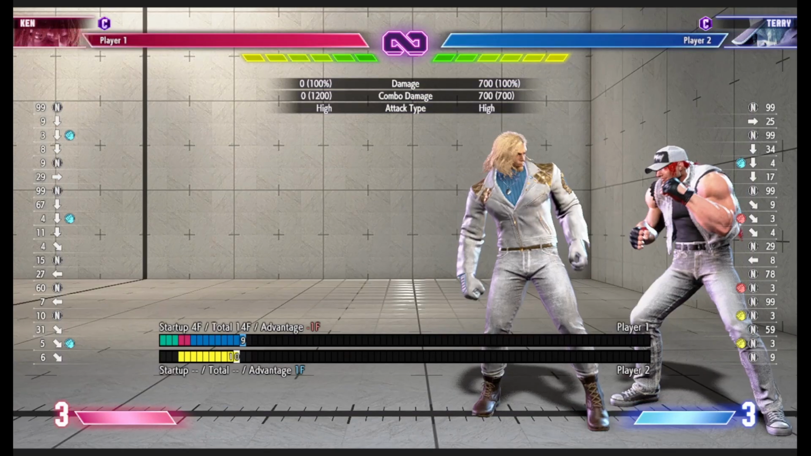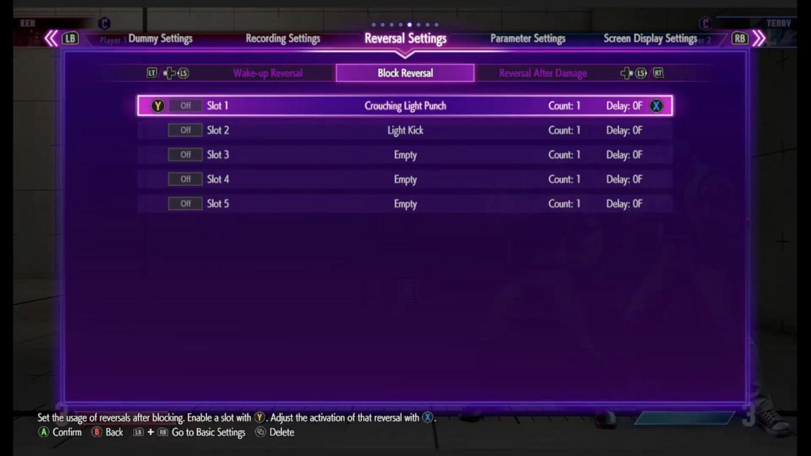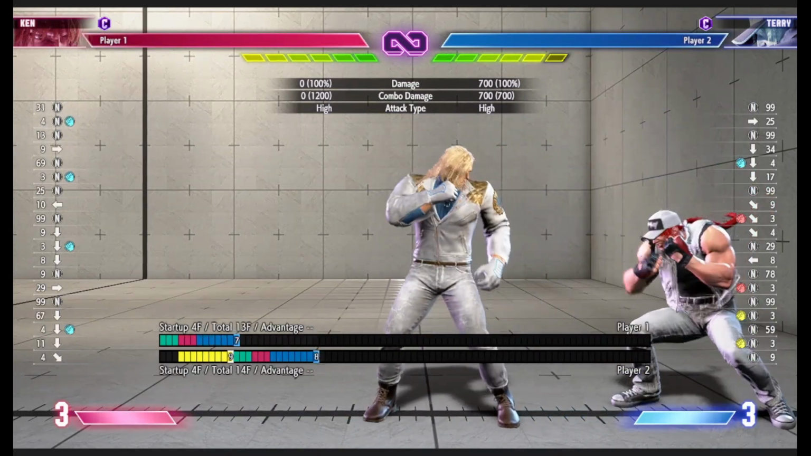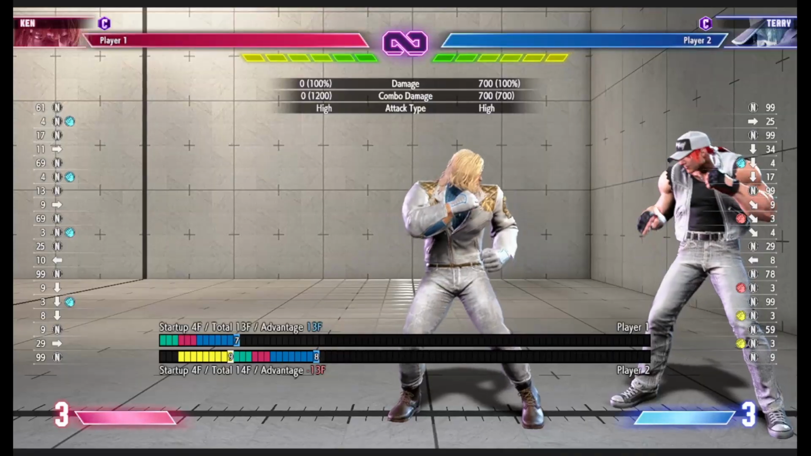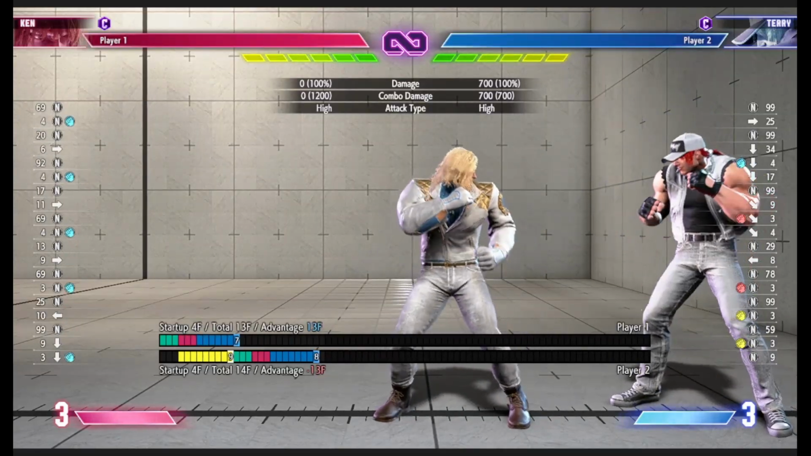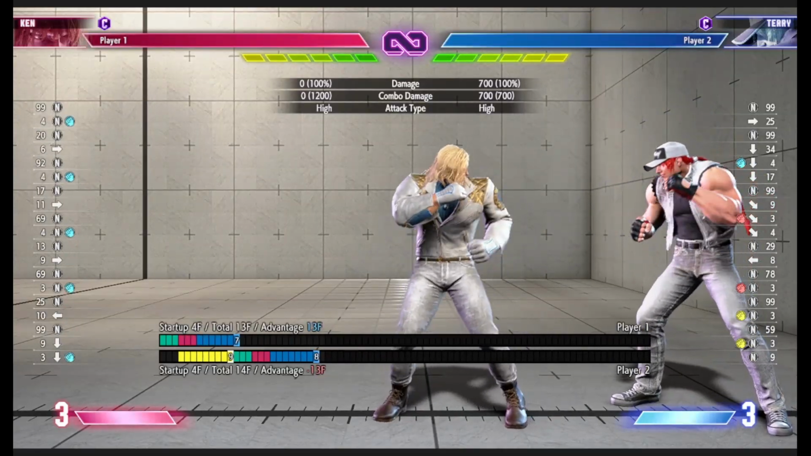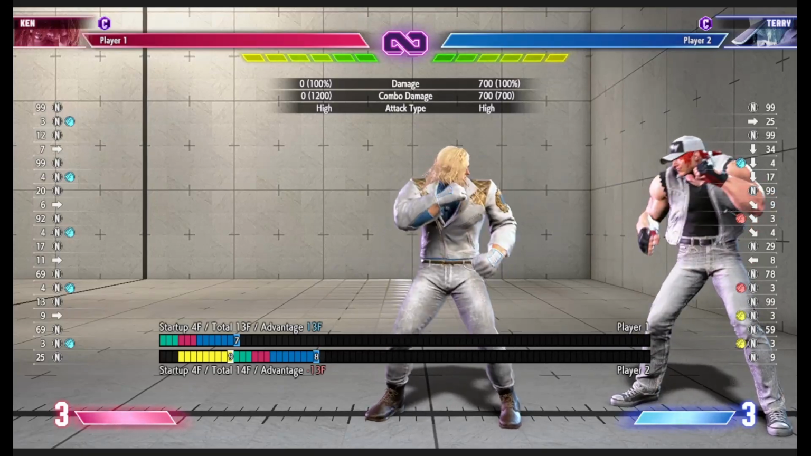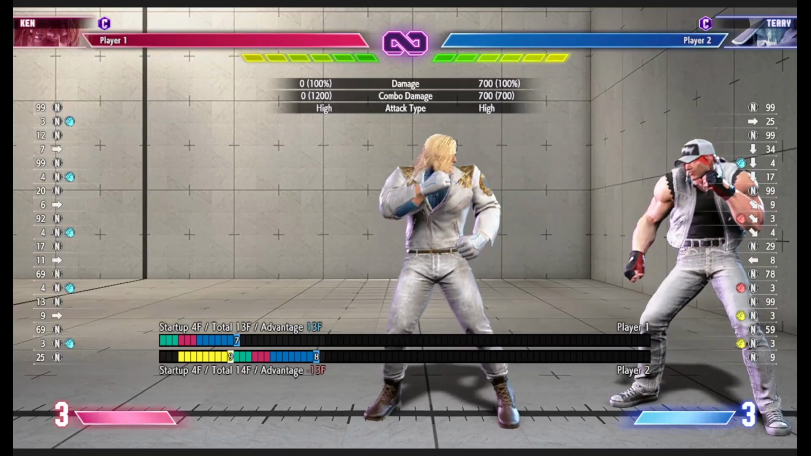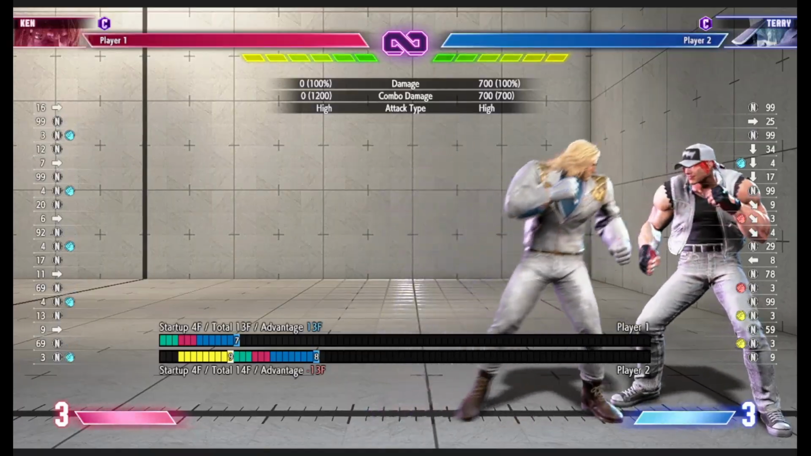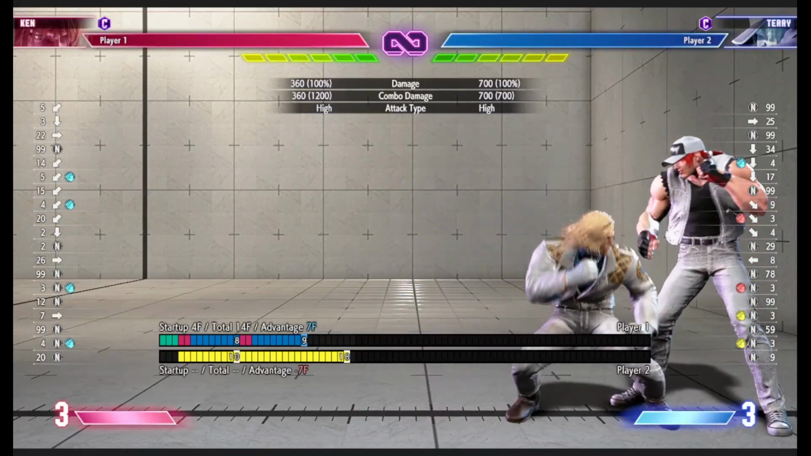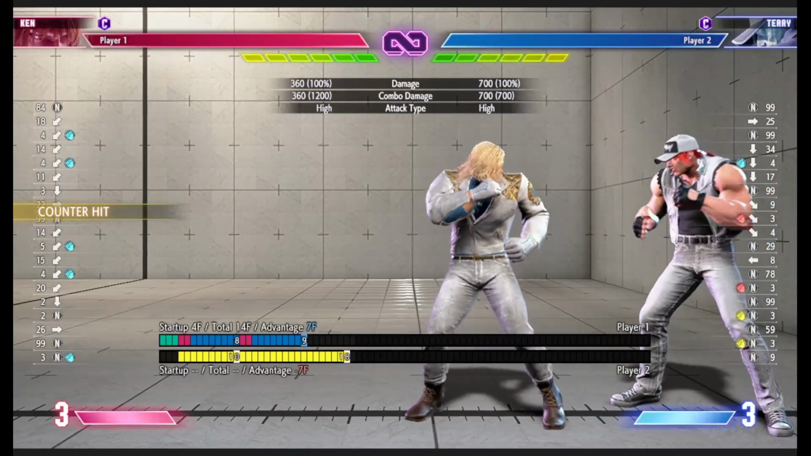We're going to go to reversal. We're going to make him do that 4 frame crouching light punch. So he's blocking now, and every time he blocks something, he's going to do a crouching light punch. Now, if our math is correct, his crouching light punch on block should come out 1 frame before my crouching light punch comes out. Thus, if I do it twice, I should get hit. But I don't. I counter hit Terry instead.